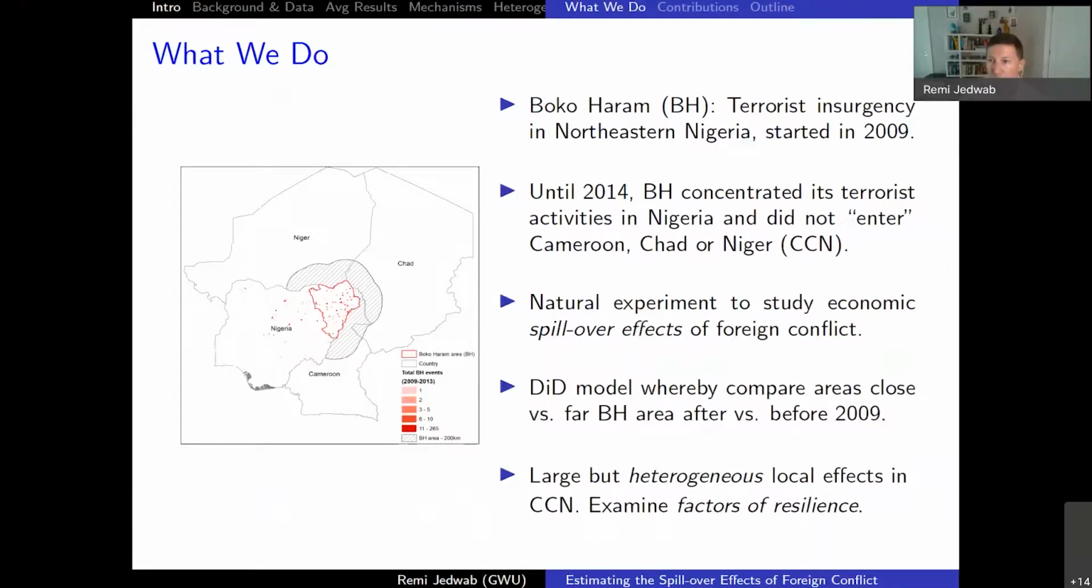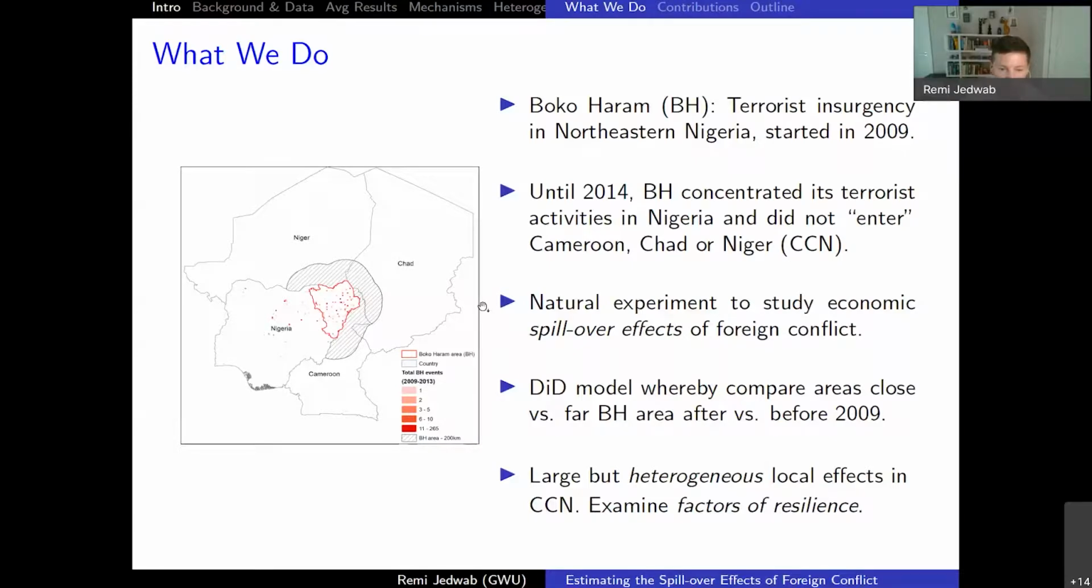What we do in this paper is focus on the effects of Boko Haram, which started in 2009 in northeastern Nigeria. But until 2014, Boko Haram concentrated its terrorist activities in Nigeria and did not enter Cameroon, Chad, or Niger. So we use that as a natural experiment to study the economic spillover effect of conflict. Here we're looking at foreign conflict. What is the effect of Boko Haram in Cameroon, Chad, and Niger, where you don't have Boko Haram conflict?